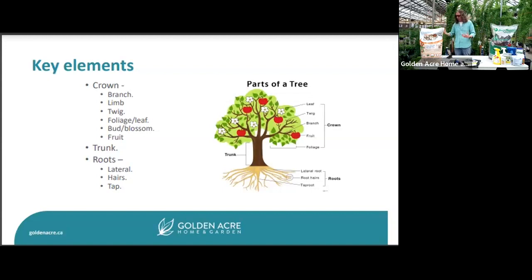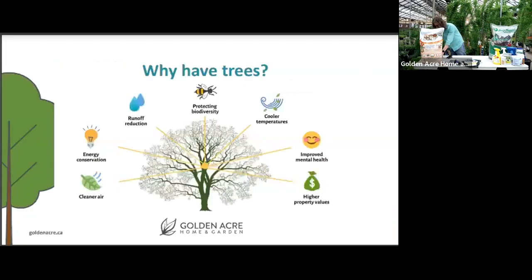So again, this all falls into the aesthetics, but all of those parts can make up the crown of the tree. And if we understand what that is and what we're looking at, and the spread of the crown and the height of the crown, then we can start to understand exactly what it is we're looking at. So another one is, why do we have trees?